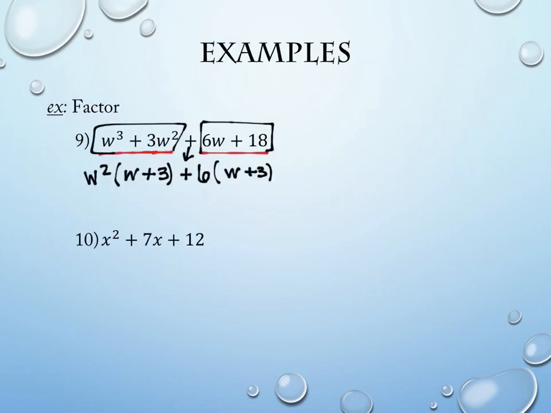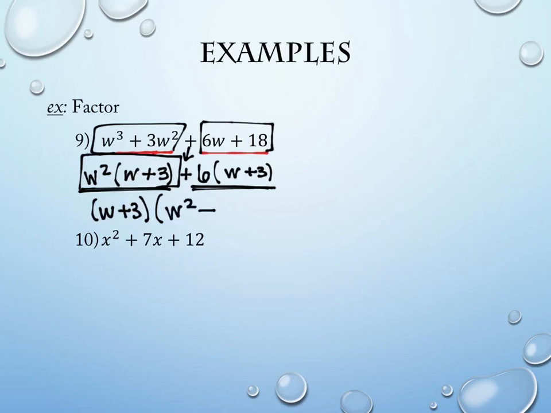So now from here, if I compare this term and this term, what do they have in common? The w plus 3, you got it. And if I take a w plus 3 out of the first term, what do I have left? W squared, and out of the second, I have plus 6.